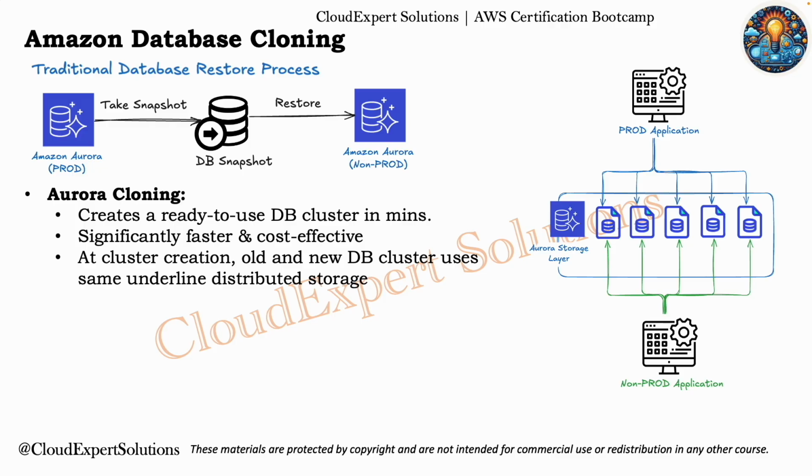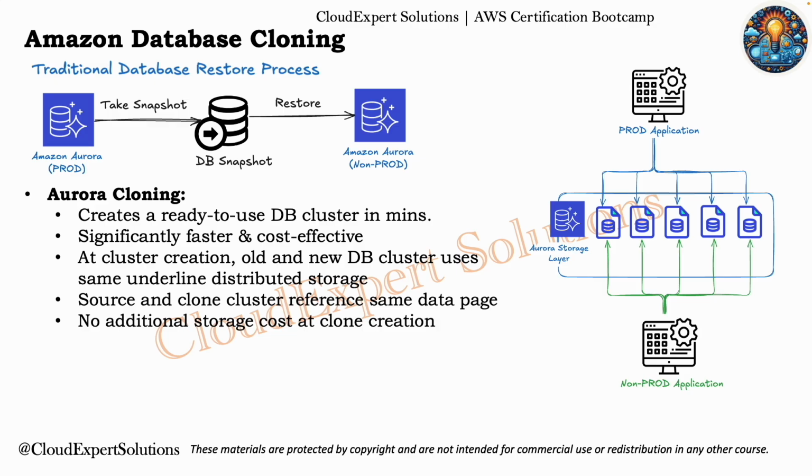Please remember, at the beginning, no data is copied, so the process is near instantaneous. Both the source and the clone cluster reference the same data pages. Now, because of the shared storage, there is no additional storage cost when the clone is first created, but your production and non-production applications will write data post-clone creation, and that is when the divergence will start.